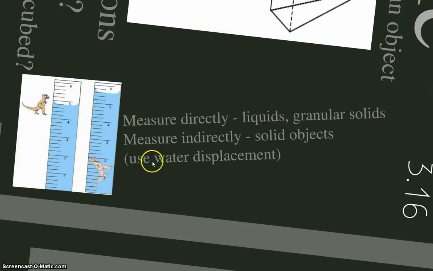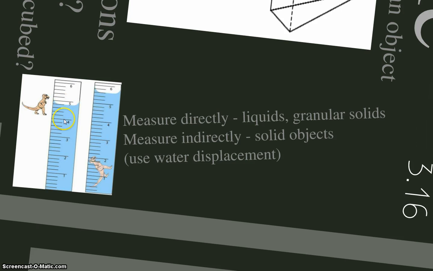But if something is not nicely shaped, if it's irregular, and if it's a liquid or granular solid, we'll just pour it into something we call a graduated cylinder, okay? It forms this sort of curve at the top. We call it a meniscus. And we measure at the bottom of the meniscus where that bottom of the meniscus hits.